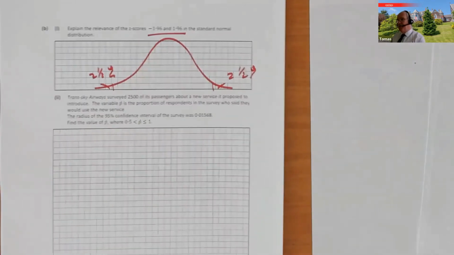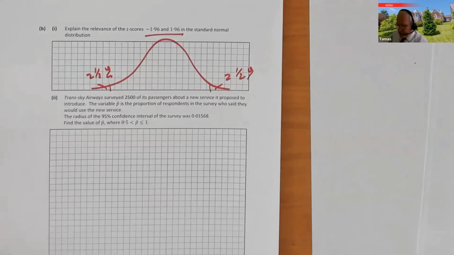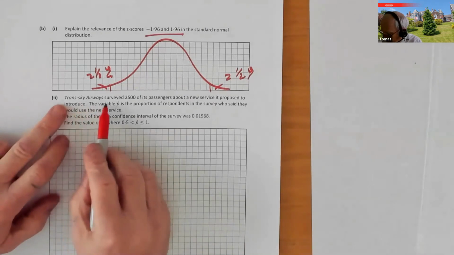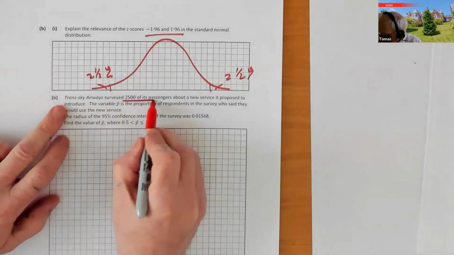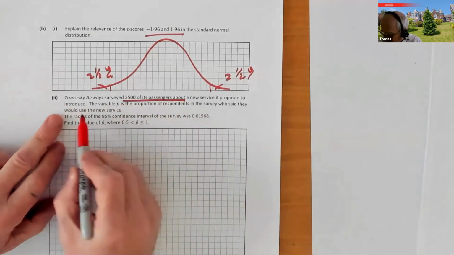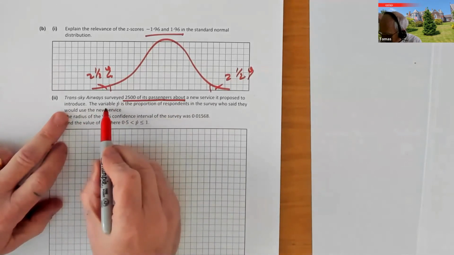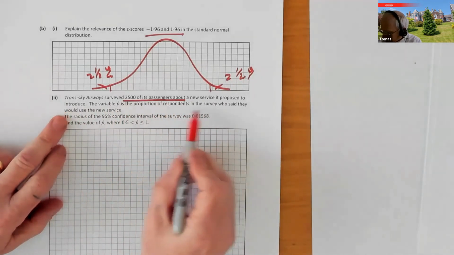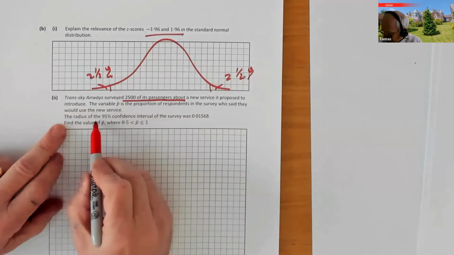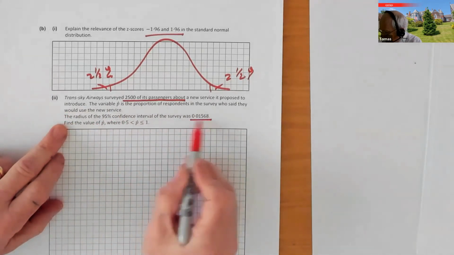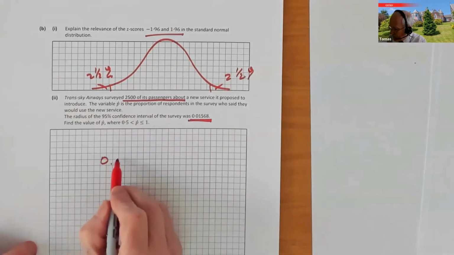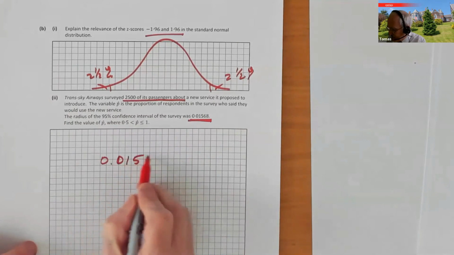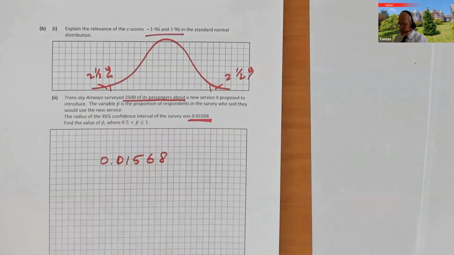Now, this is where you have to be just a little bit sharp, and that's a Trans-Sky Airways question. Trans-Sky Airways surveyed 2,500 of its passengers about a new service it wants to introduce. The variable P is the proportion of respondents in the survey who said they would use the service. The radius of the interval is given by 0.01568. Now, where the value of P is this.